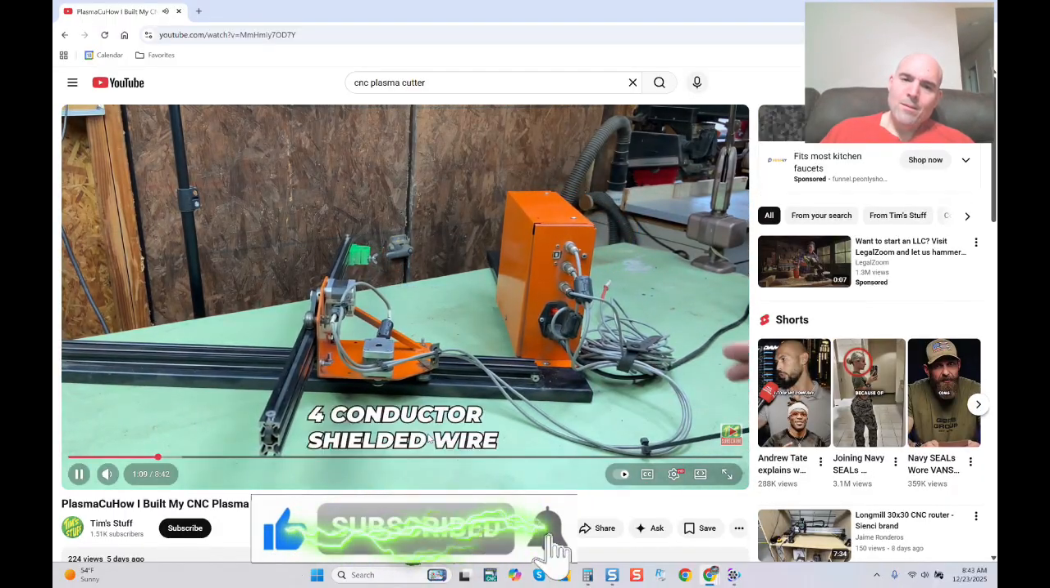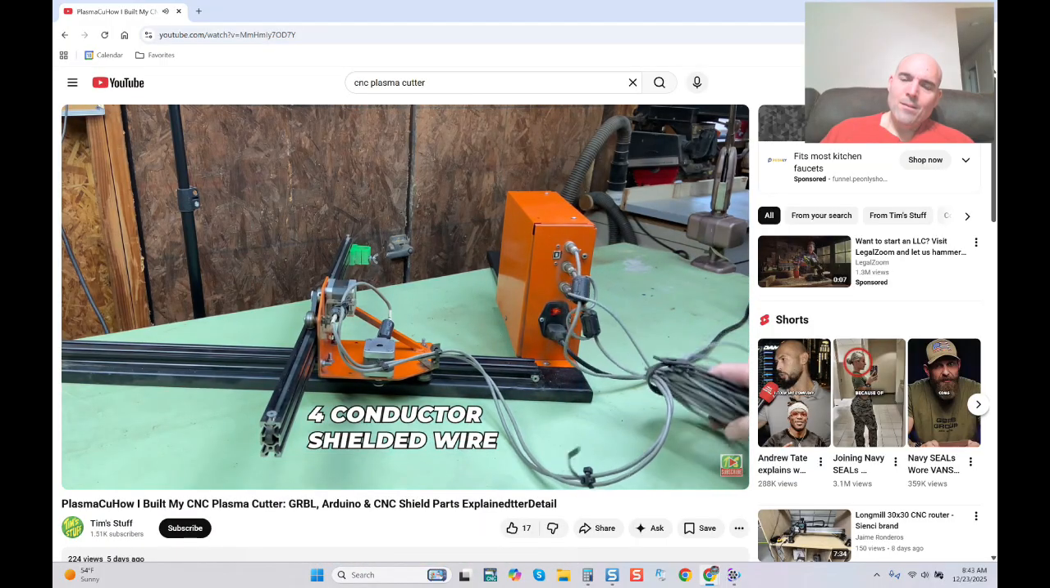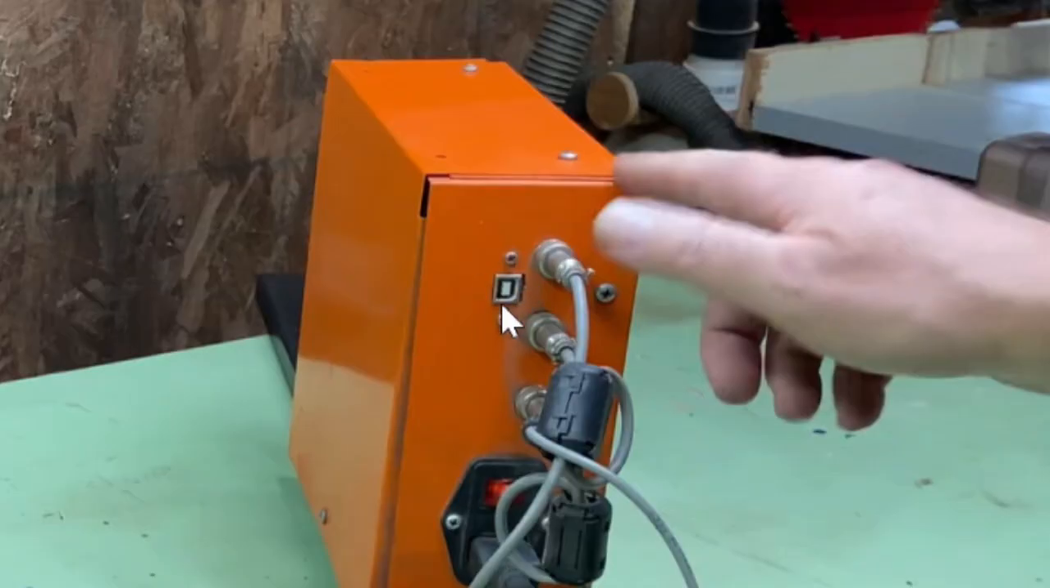So you can see on the backside, we've got cable. I actually have a bunch of cable. I've got this so I can move this. Now, many of you can see right here, we have a USB port.